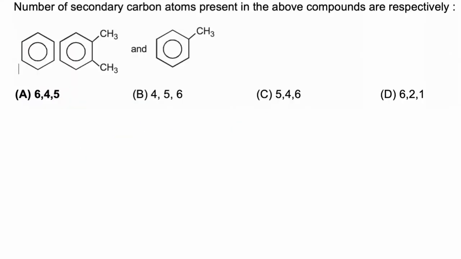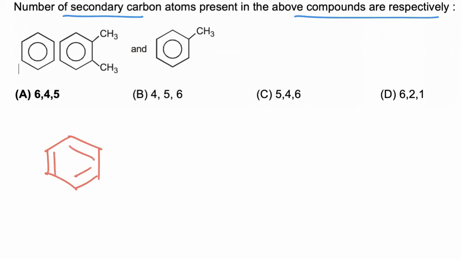In this question we have to find the number of secondary carbon atoms present in the given compounds. If we take the first example, benzene, in benzene all the carbon atoms are directly connected with 2 other carbon atoms. So all the carbon atoms are 2 degree. So 2 degree carbon is equal to 6.